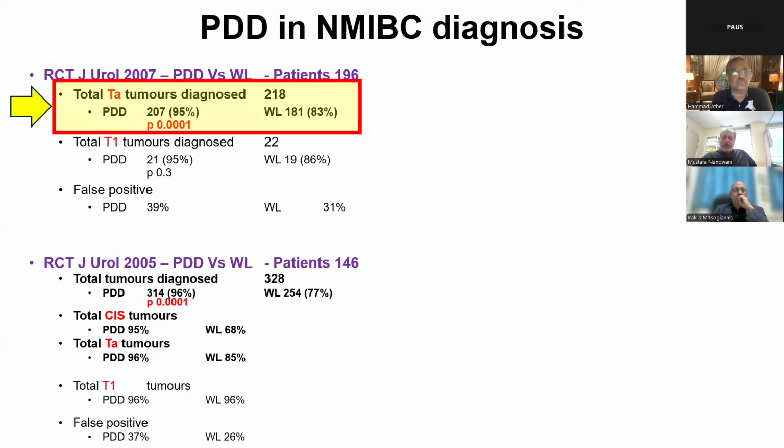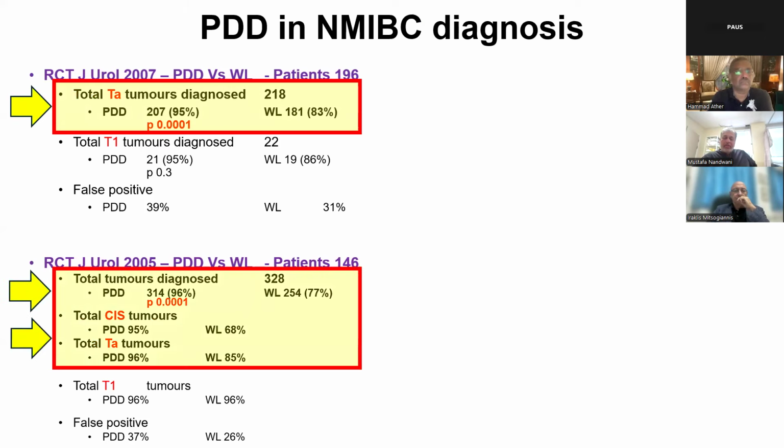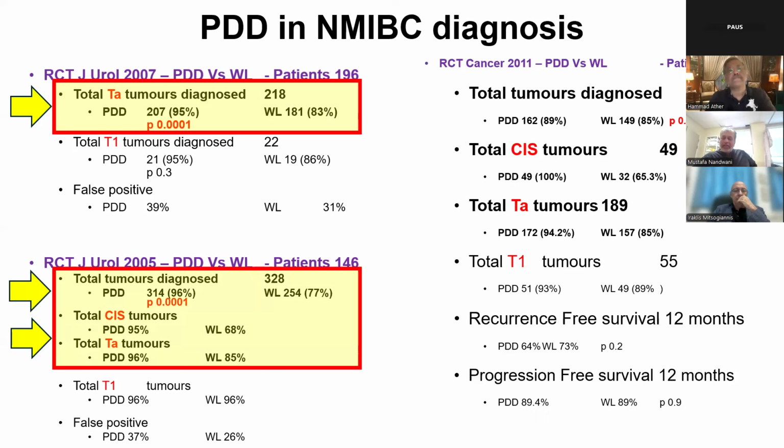Second, there was another trial which looked at more aspects of the tumor, where they found a higher yield for Ta plus CIS tumors, and that was statistically significant. In the third trial, in 2011, there was again a higher pickup rate with PDD. PDD was picking up more CIS, and there was no difference in Ta. This trial also assessed recurrence-free survival. However, it could not show a benefit in recurrence-free survival or progression-free survival with PDD.